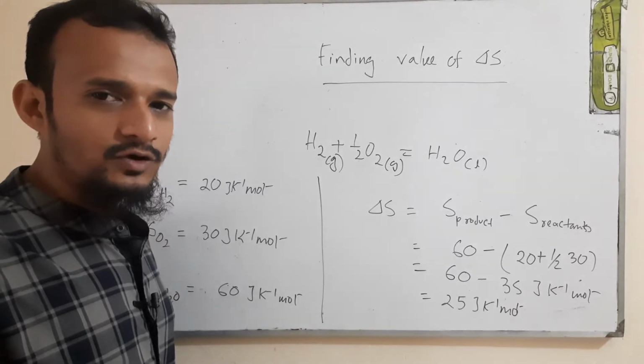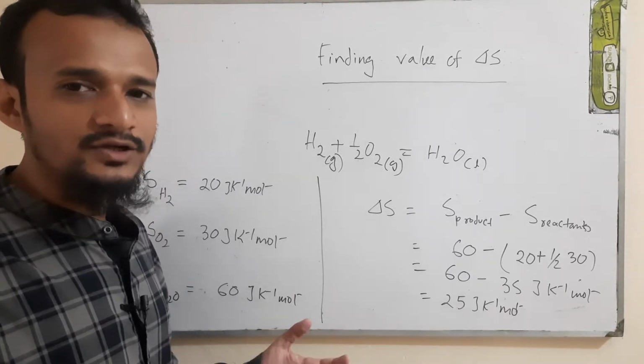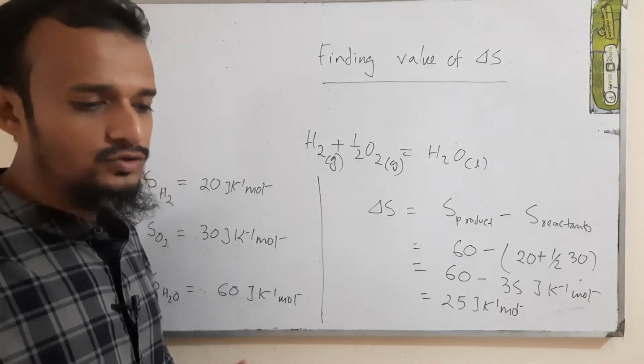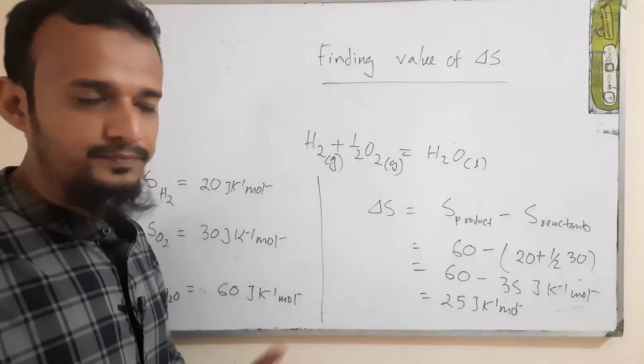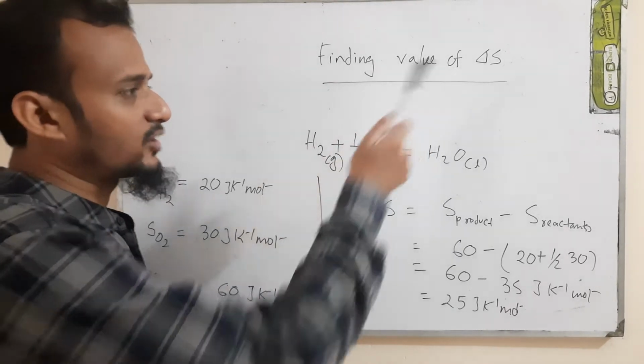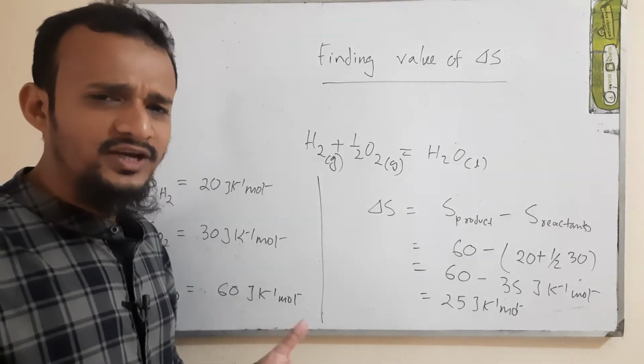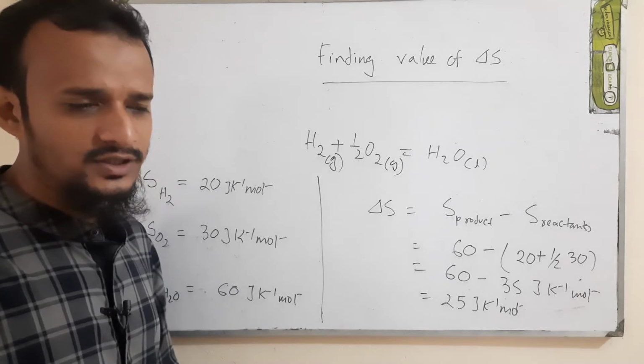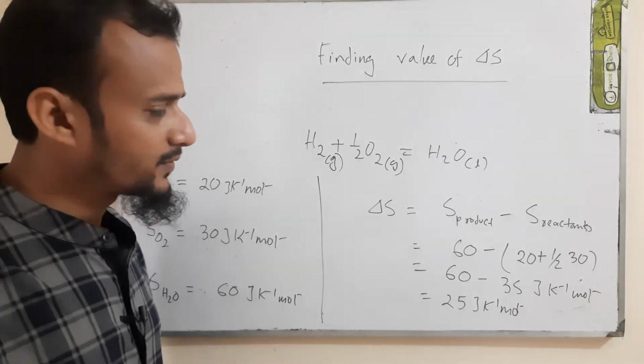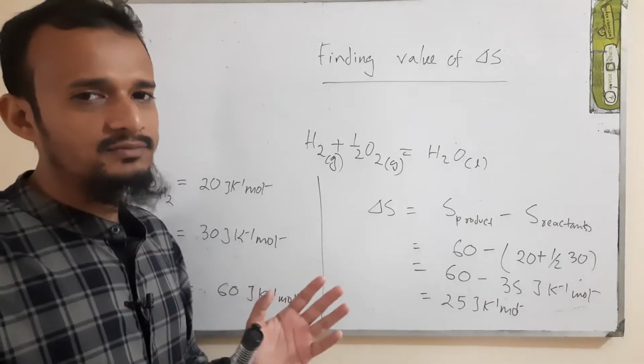In our previous video, we learned about entropy and change in entropy, and we showed whether it is positive or negative. Here we'll find the value of the change in entropy, which usually comes up in past papers. You'll see that it will come in A-level questions. I will show you a very simple example.